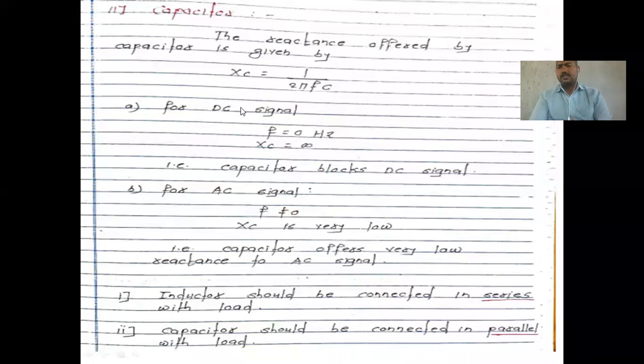So we know that for the DC signal, the frequency equals 0. So 2 into 0 is 0, right? 1 divided by 0 indicates infinity, right? So capacitive reactance has infinite value when we apply the DC signal, right?